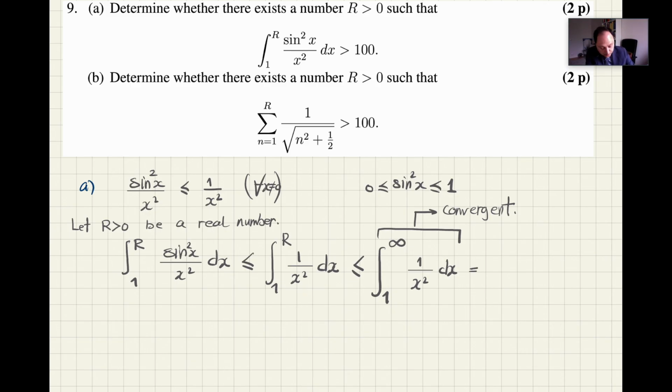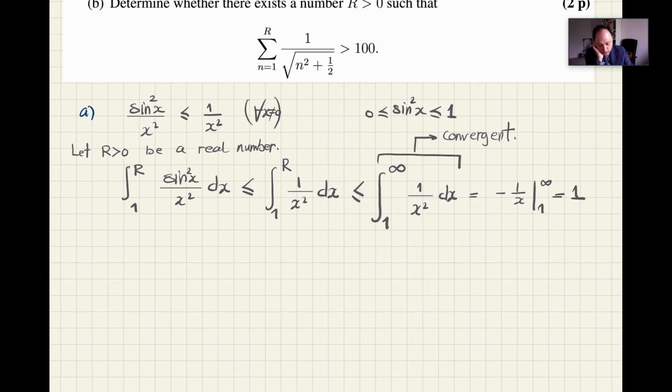So this becomes minus 1 over x from 1 to infinity. If I calculate this, it becomes how much? By the way, let me solve this in this way. It becomes 1. So this means that the answer to the first part is negative, because we were able to show that this integral for any number that you like is smaller than 1. So it is not possible that you can choose a number so that the value of this becomes bigger than 100.